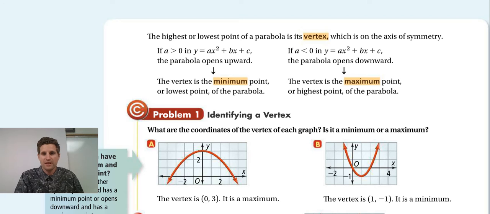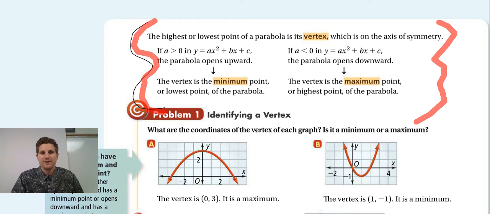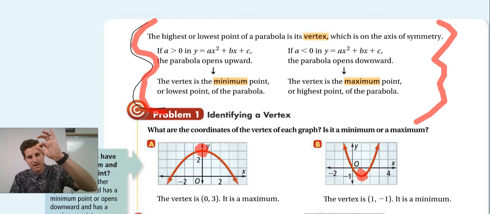Okay, and then our last bit of information is right here. The highest or lowest point of a parabola is called its vertex. Okay, so the vertex is where that changes. In these examples, you don't have to write them down, but that's a vertex. That's a vertex. It's when I'm going up, and then I change to go down, that highest point is a vertex, or if I'm going down and then I'm about to go up, that point of change is the vertex.